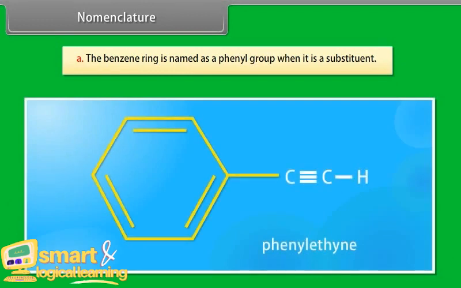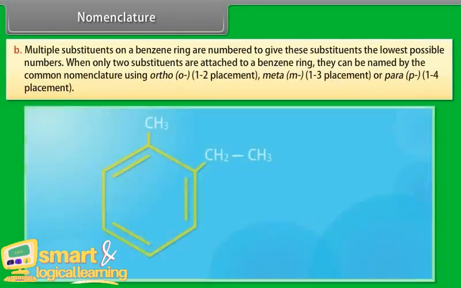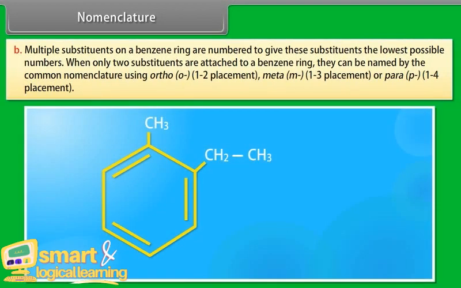A. The benzene ring is named as a phenyl group when it is a substituent. B. Multiple substituents on a benzene ring are numbered to give these substituents the lowest possible numbers. When only 2 substituents are attached to a benzene ring, they can be named by the common nomenclature using ortho, O-, 1 to 2 placement, meta, M-, 1 to 3 placement, or para, P-, 1 to 4 placement.